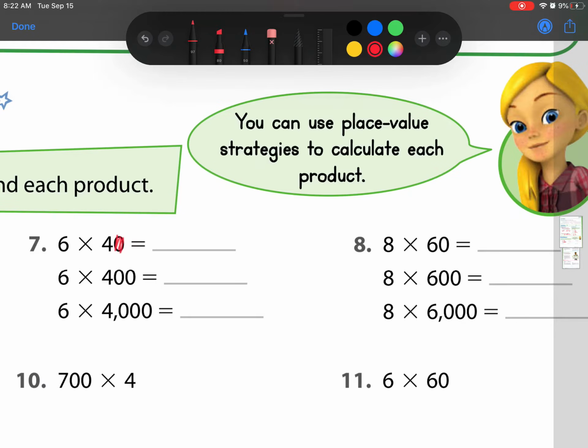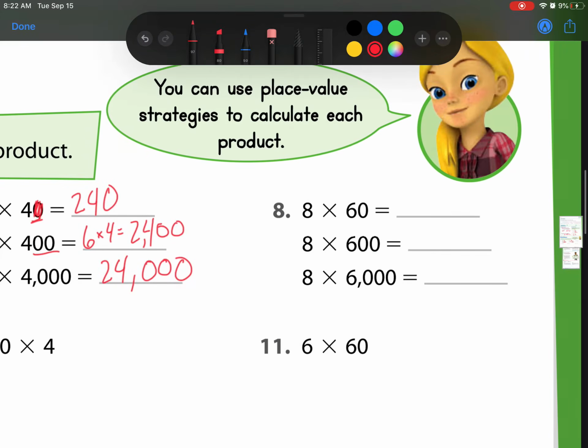6 times 4, my basic math fact, is 24, and I can add this 0 back on. I add 1 0. Basic math fact is 6 times 4 equals 24, and now I'm adding 2 zeros on. Basic math fact is still 6 times 4 is 24, and add 3 zeros. See how easy it is as long as you know those basic math facts?